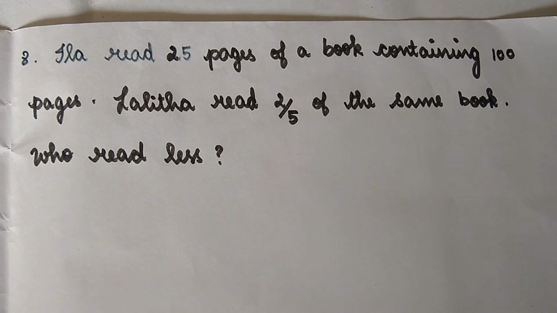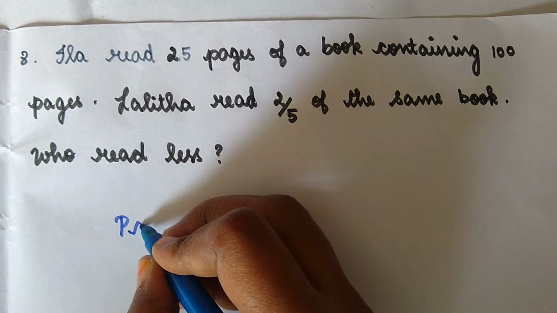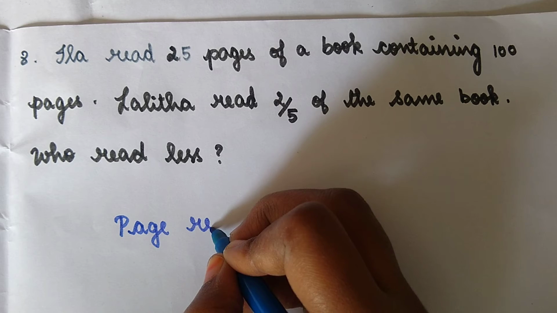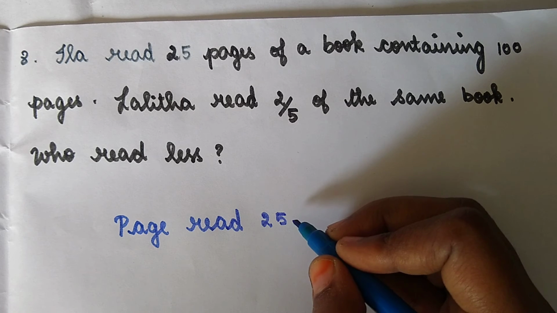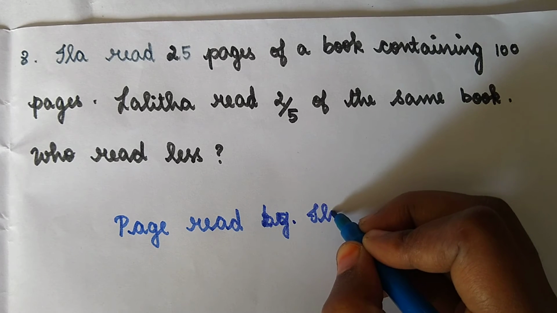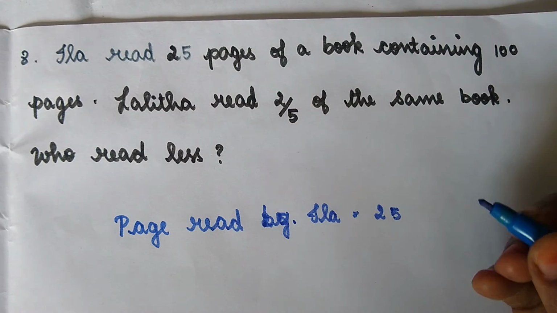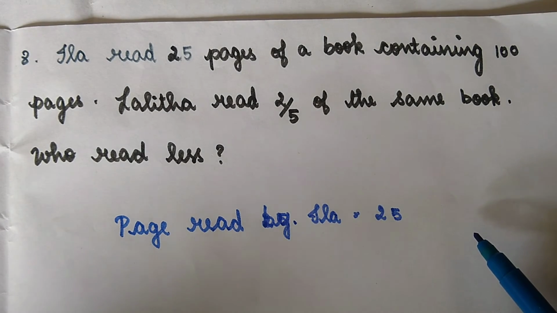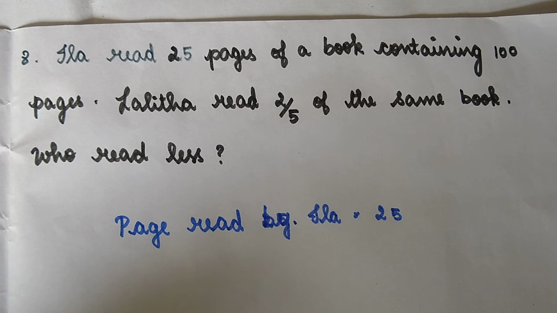First we have to write the given. Here what is the given? Pages read by Ila equal to 25 out of the total 100. Are you clear? Ila read 25 pages out of 100 pages.